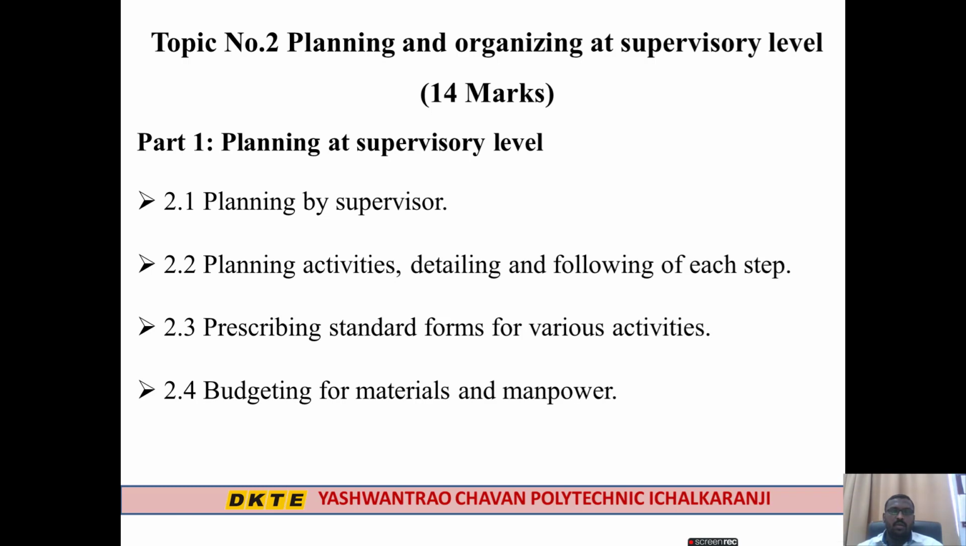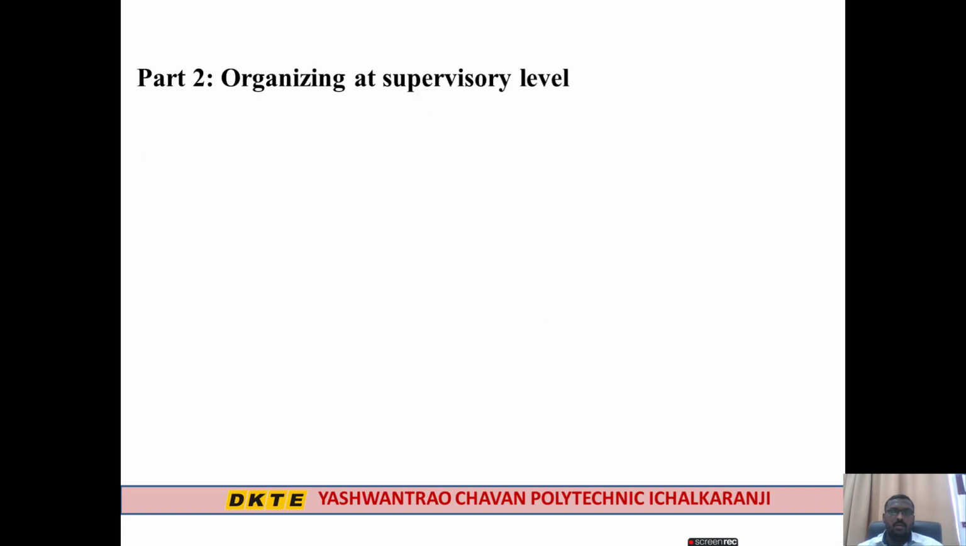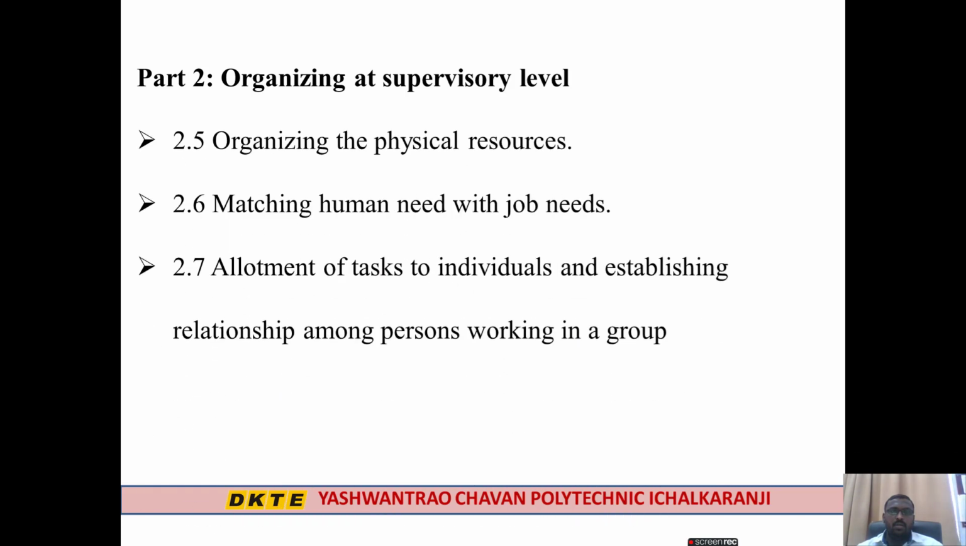subtopics like planning by supervisor, planning activities, detailing and following of each step, prescribing standard forms for various activities, budgeting for materials and manpower. The second part of this topic is organizing at supervisor level. In this part, we are going to see points like organizing the physical resources like men and machines, what are the human and job needs to carry out an activity, allotment of tasks to individuals and establishing relationship among persons working in a group.